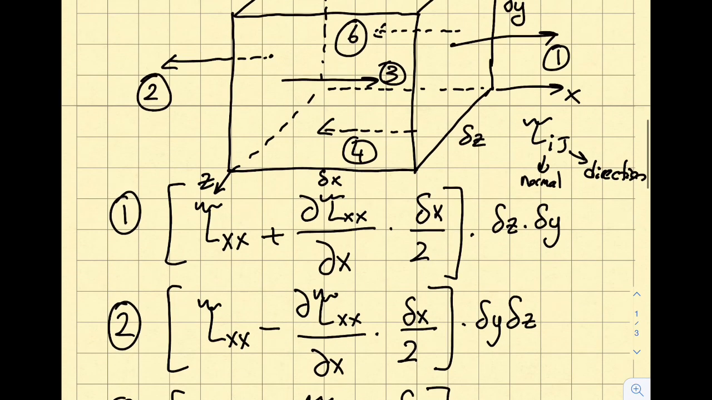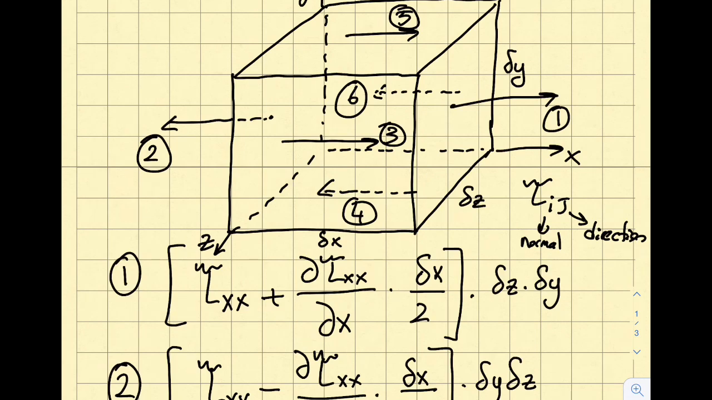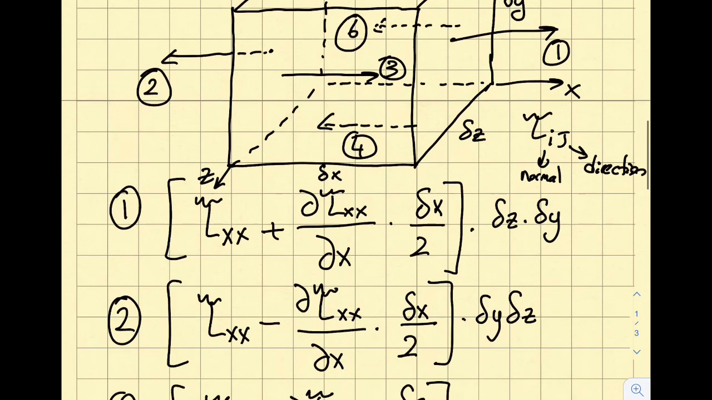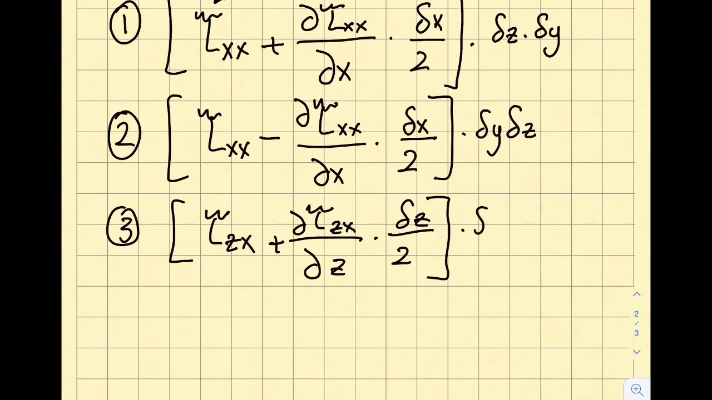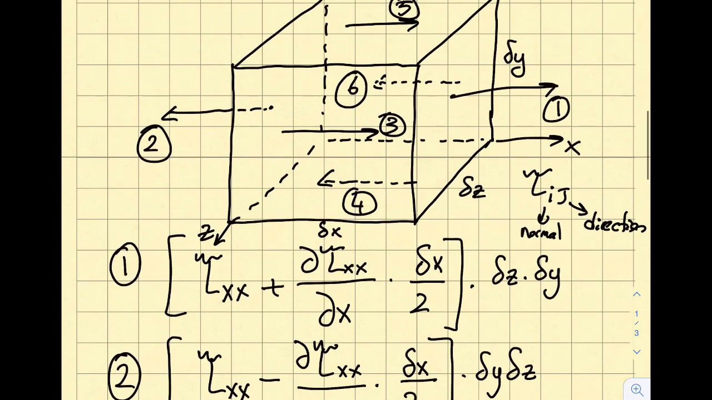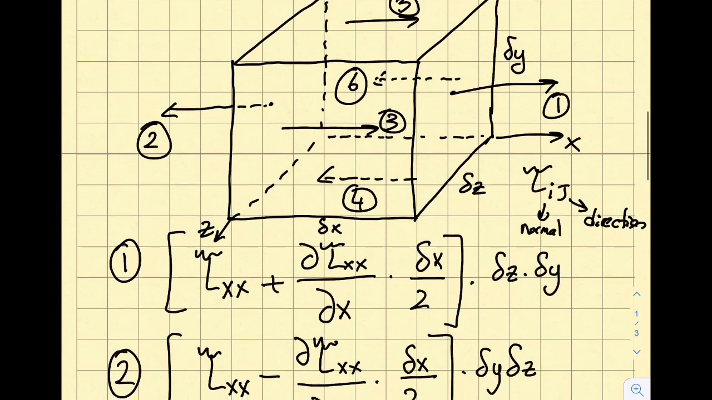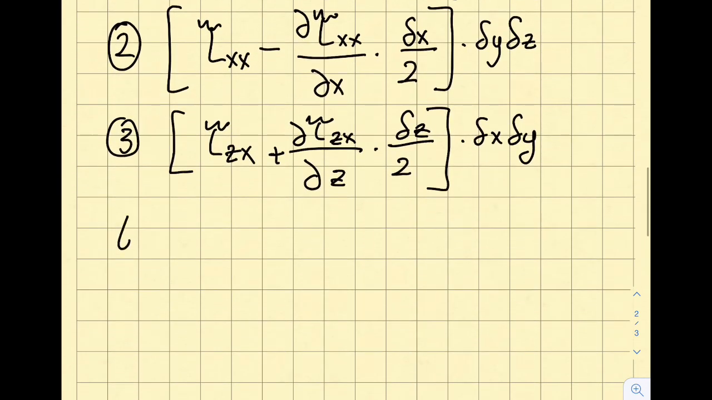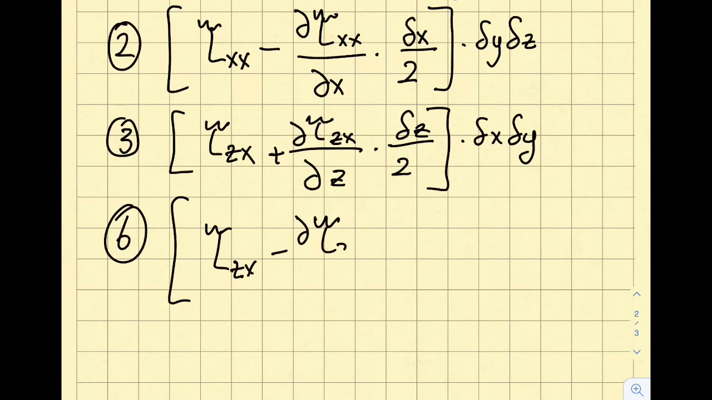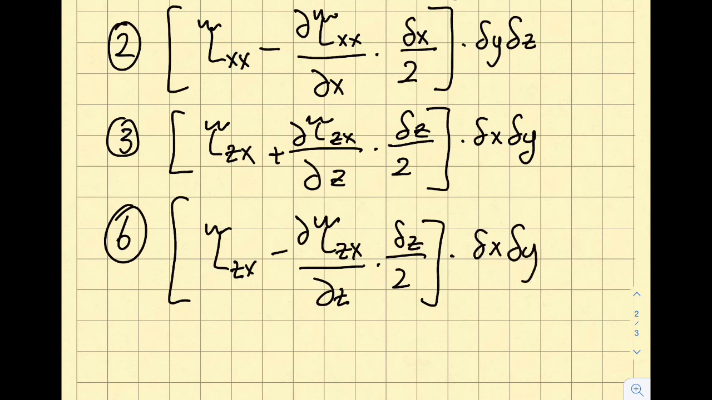And if I scroll up, you will see that the area is defined by delta x as the width and the height is delta y. So this is going to be delta x, delta y. While I'm at it, I also want to do force number 6 because 3 and 6 are pairs. So in 6, it's going to be tau zx minus del tau zx del z times delta z over 2 times delta x delta y.